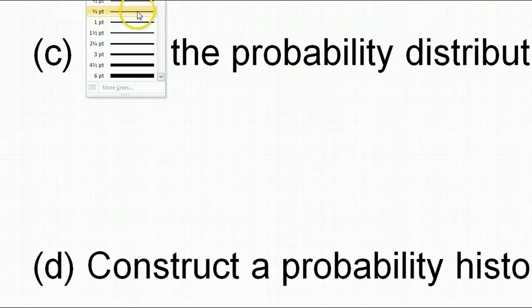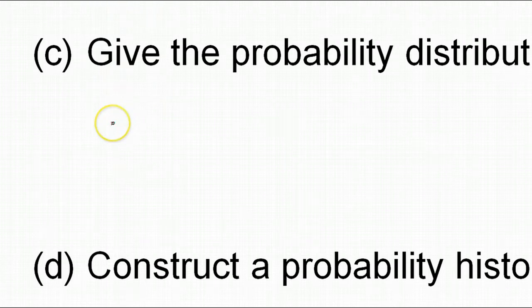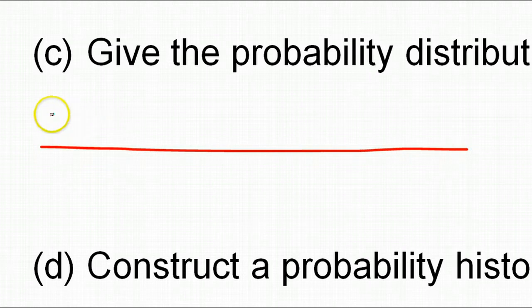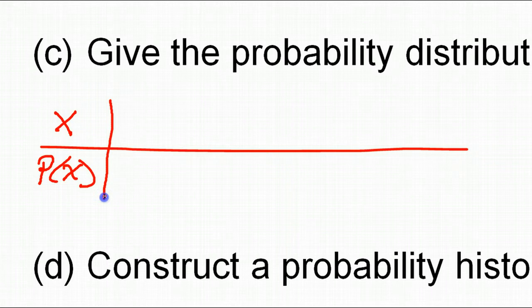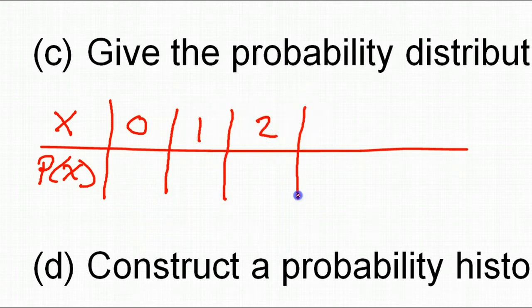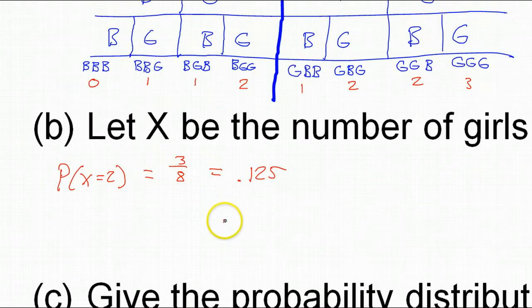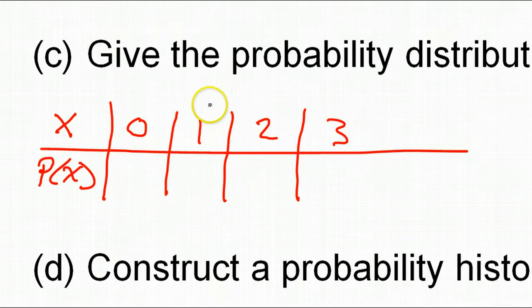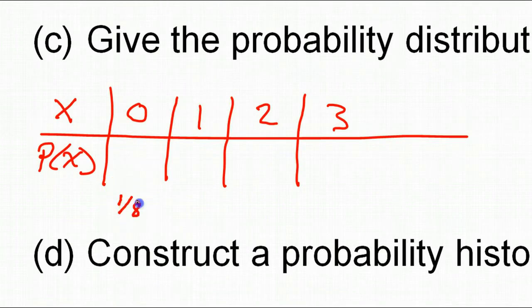Okay, alright, this pen is too thin. Let me kick it up a notch. So the probability distribution, my friends, is this. We have x, and then we have the probability of x. The possible number of girls, you could either have 0 girls, or 1 girl, or 2 girls, or 3 girls. The probability of having no girls, that only happened 1 time in 8. So that's 1/8, that's 0.125.